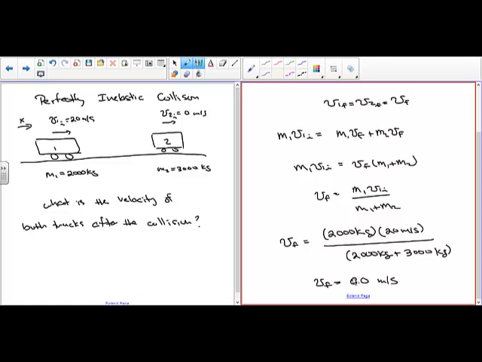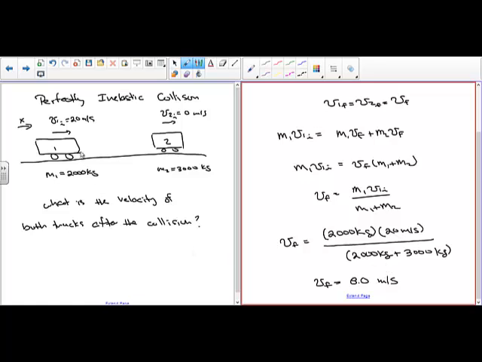So I get 8.0 meters per second. If they were the same mass, this would start at 20, this would start at 0, and the final velocity would be 10 meters per second. So it depends upon the ratio of these masses. If this one's greater than that one, the final velocity will be greater than 10 meters per second. If this one's greater than that one, it'd be less than 10 meters per second. That's what happened in our case.